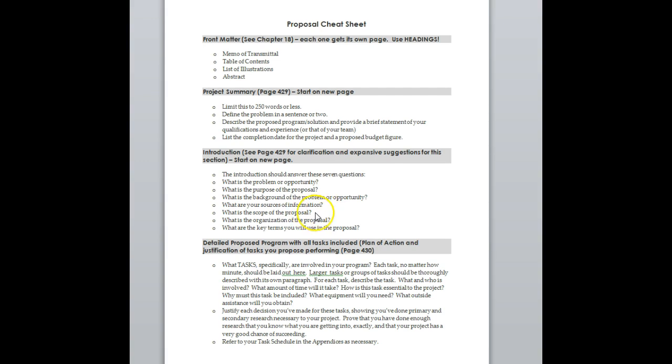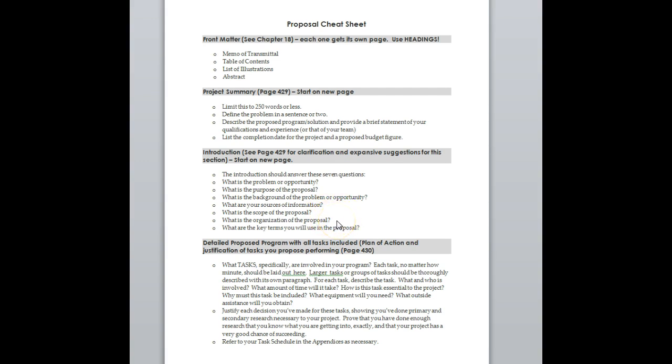You want to make clear what the scope of the proposal is. You indicate not only what you are proposing to do, but what you are not proposing to do. So if you have a project that down the line is going to involve maintenance on something, are you including the long-term maintenance in this, or is that something separate? What is the scope of this? What is involved, and more importantly, what is not involved?